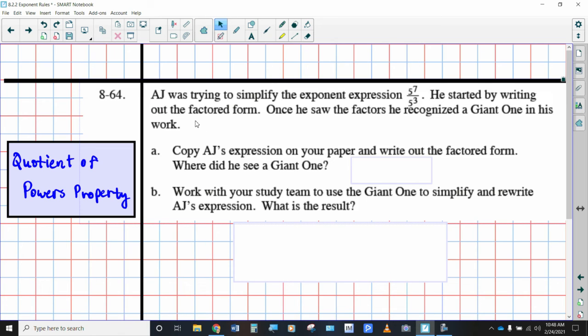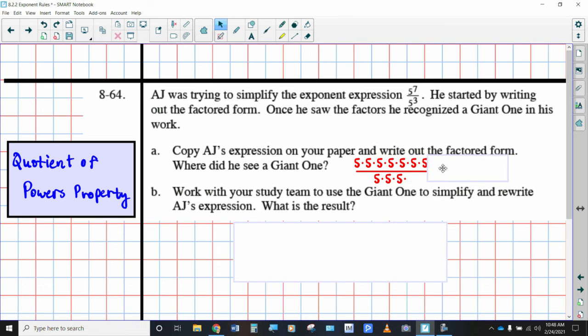He started by writing out in factored form. Once he saw it in factored form, he recognized a giant 1 in his work. So copy this expression on your paper and then expand it out. So how does that look expanded out? I'll just let you copy me down.